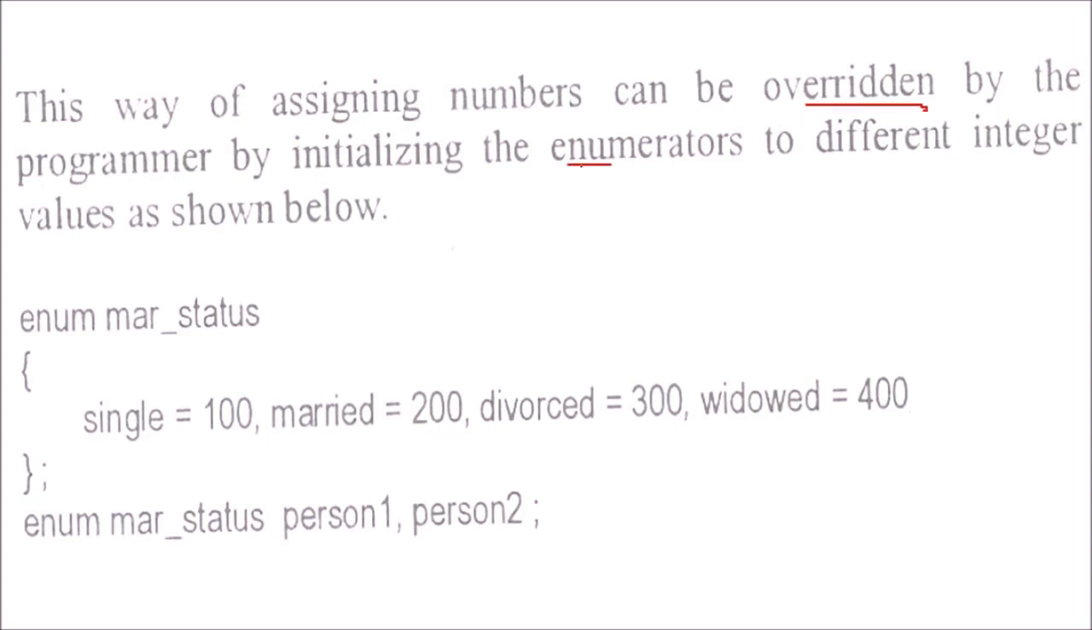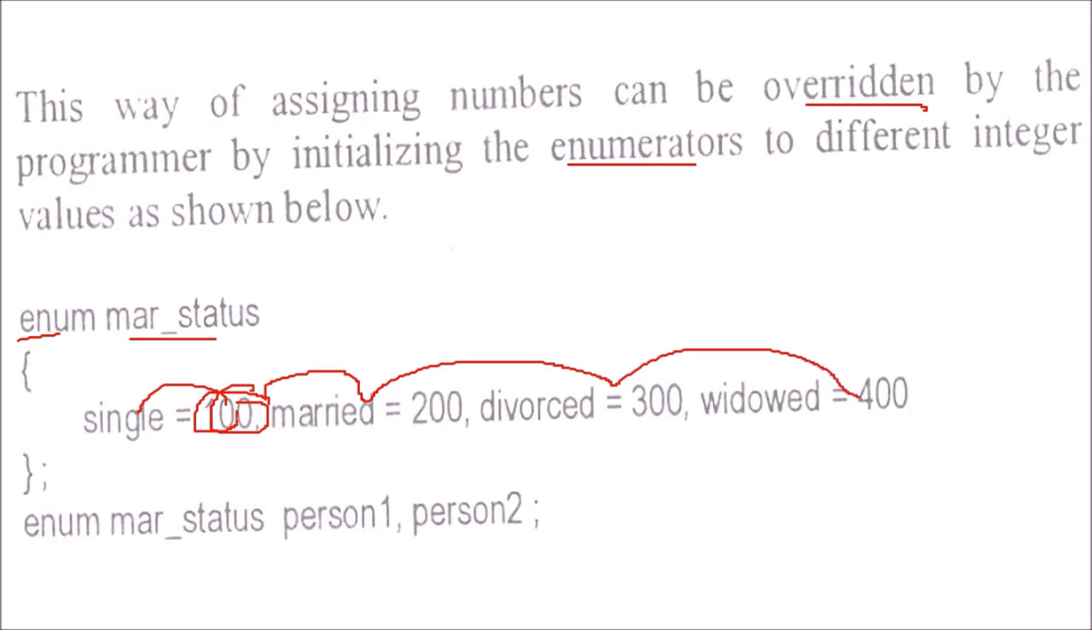But this way of assigning numbers can be overridden by us. We can initialize the enumerators to different integer values like this. This is enum mar_status. Now you can give 100, 1000, 200, any integer value you like, and if you give 100, the next will be 101, 102, 103, like this. If you want to give a specific value to specific variables, it is also acceptable. Now these are the variables here.